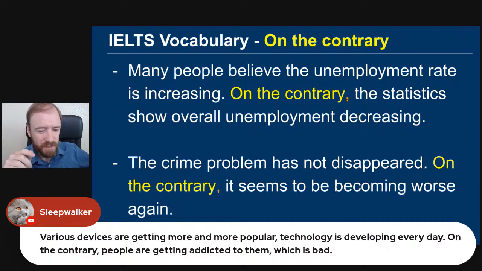So if you said various devices are helping people every day. So if you said various devices are getting more and more popular, technology is developing and helping, giving that positive thing, then on the contrary would work better. But on the contrary, we're going to focus on the negative. This is true. So the first statement can be true, but it's not giving all the information. So, but I would say it's important you make the first sentence more positive and then show us the opposite opinion too.